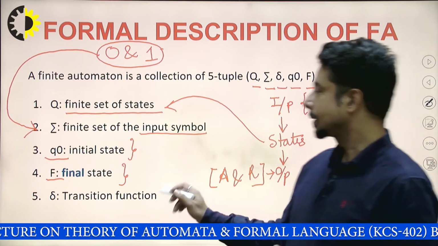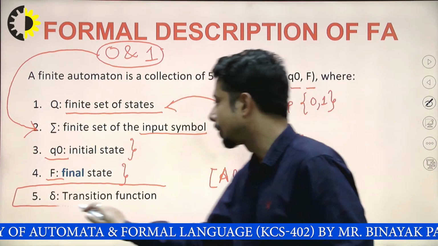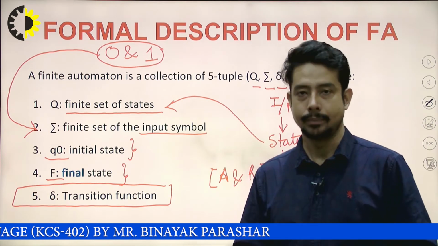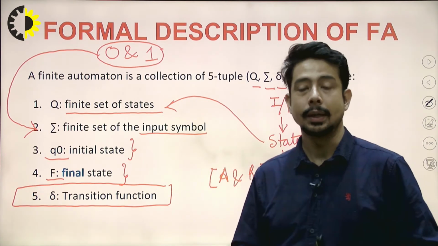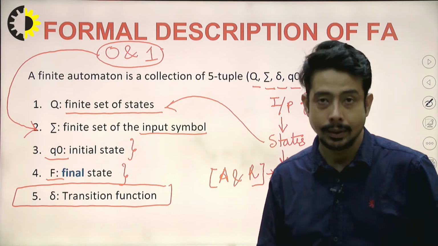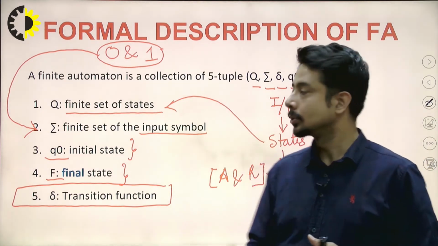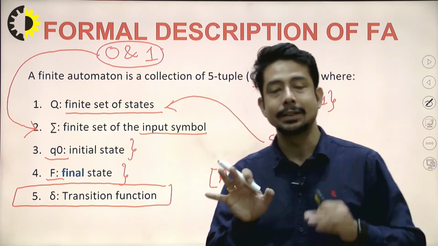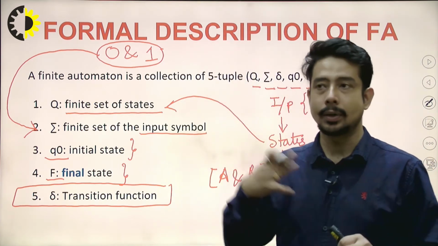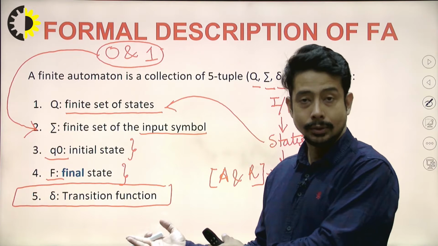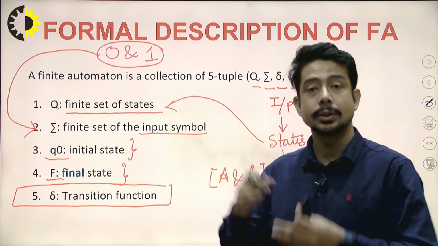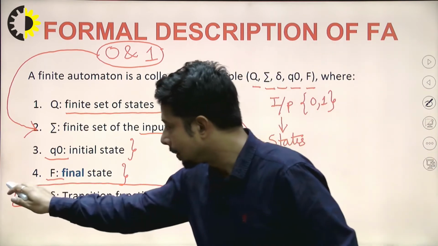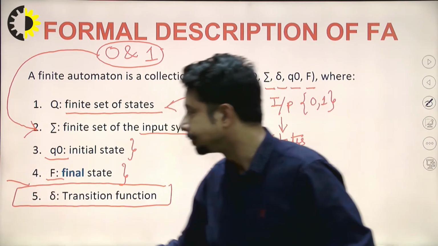Next comes the transition function. This is the important part of your topic. The transition function is the one which helps you understand how the processing happens from one state to another state. The transition function for a particular finite automata remains fixed; this is the set of rules which gives you how the processing of these strings will be done. Now let's stop this particular topic here.